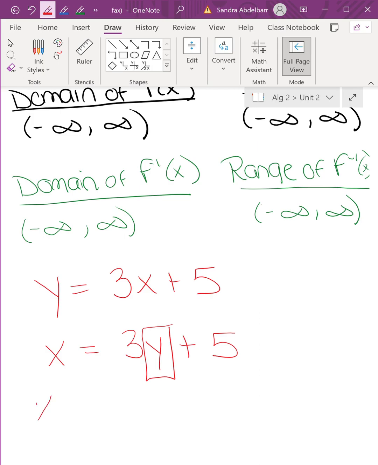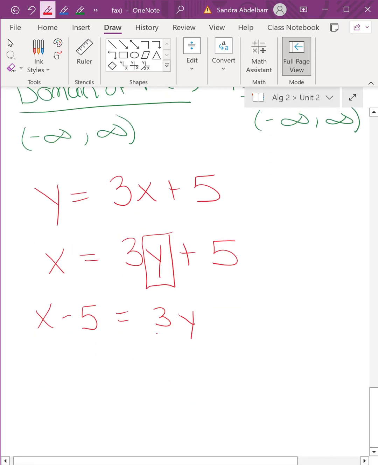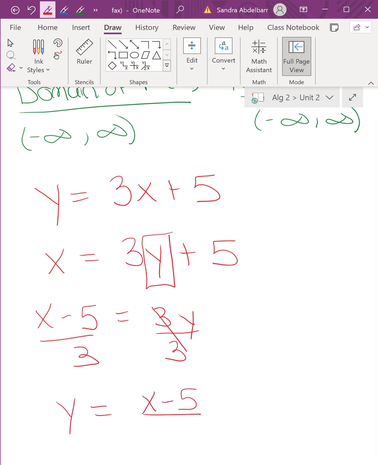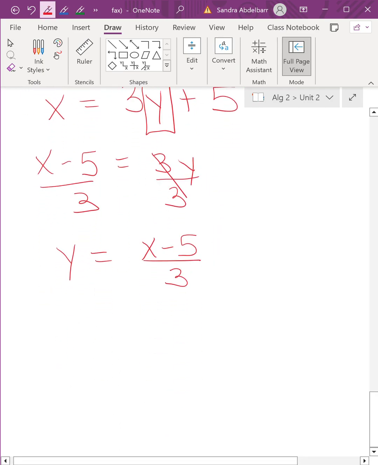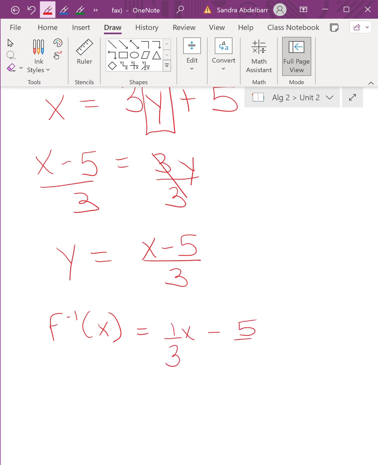So now I'm going to have x minus 5 equals 3y. And what am I going to do next? Divide by 3. So now I'm left with y equals x minus 5 over 3. And your very last step is to replace y with the inverse function. You don't have to write it like this, but I hope you all agree this is 1/3 x minus 5/3. Do you all know this is the same thing? Right, so the inverse of a line is another line.